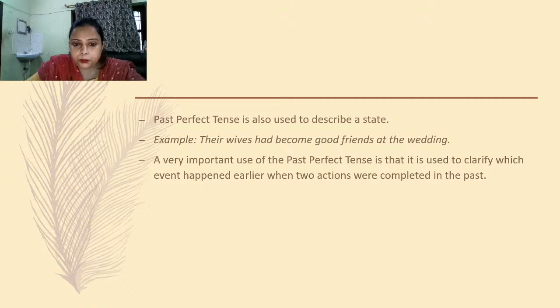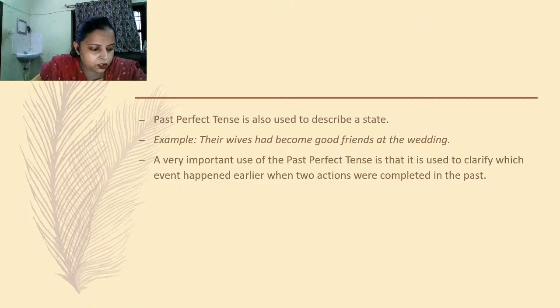A very important use of past perfect tense is that it is used to clarify which event happened earlier. If you have any doubt about the action, this past perfect tense can very nicely clarify your doubt by the event that had happened or the actions that were completed in the past. Like if I tell you, Manish reached here after you had gone. So I am giving you a clear statement that the action was complete. When you came here, he had already left.